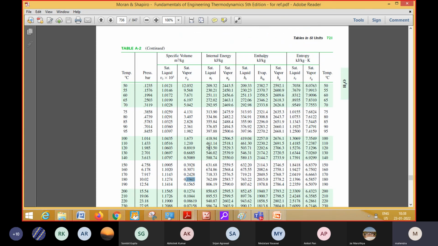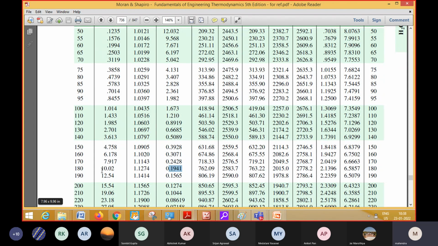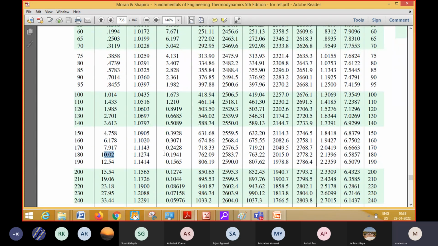Otherwise you can see from this table, right? A2. Are you able to see this? So here it is 10. Okay, this is 10 bar. Here this is 0.1941. Okay, this is 10.5, means after this. So volume is reducing, right? So if you interpolate appropriately, it will be coming somewhere over here. Would you be able to understand?